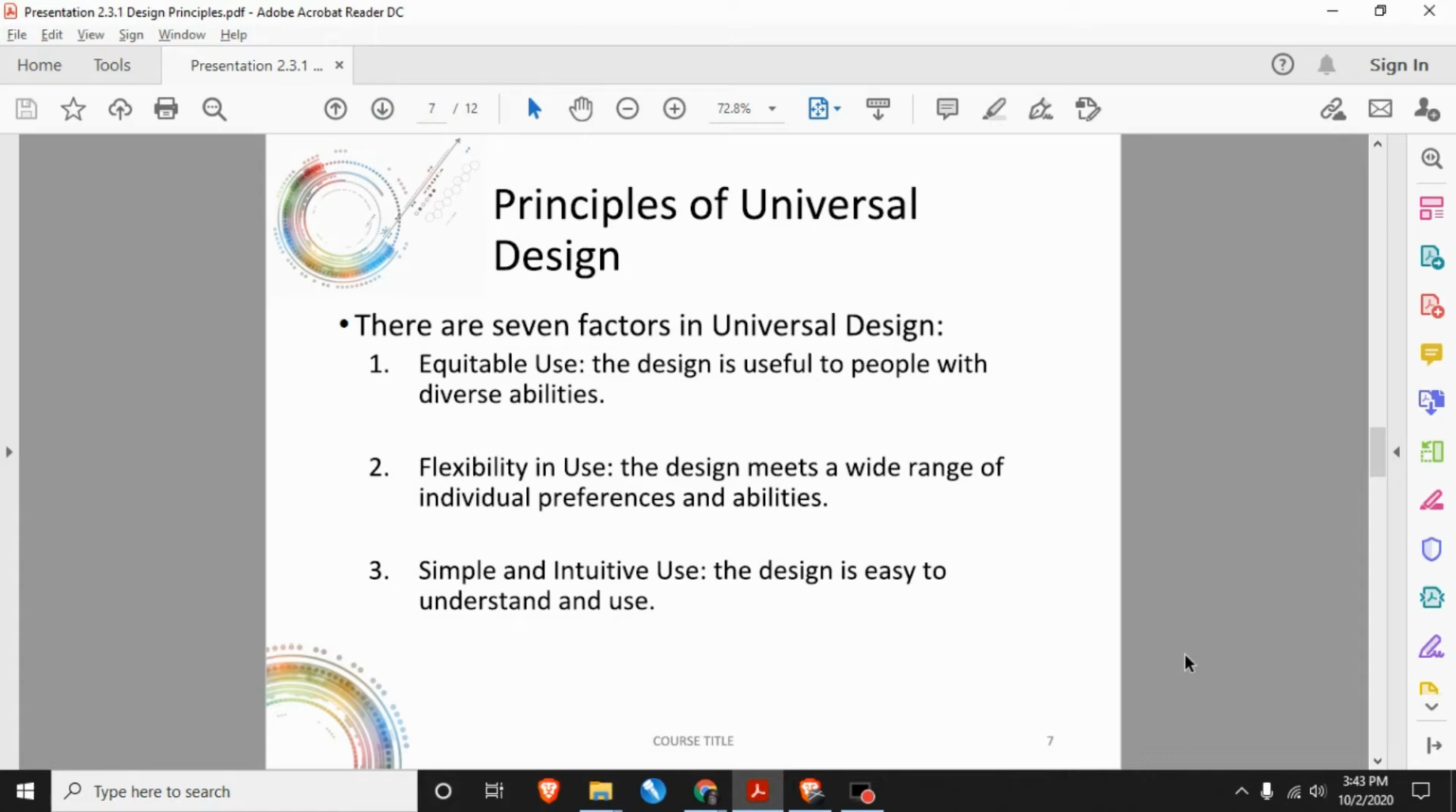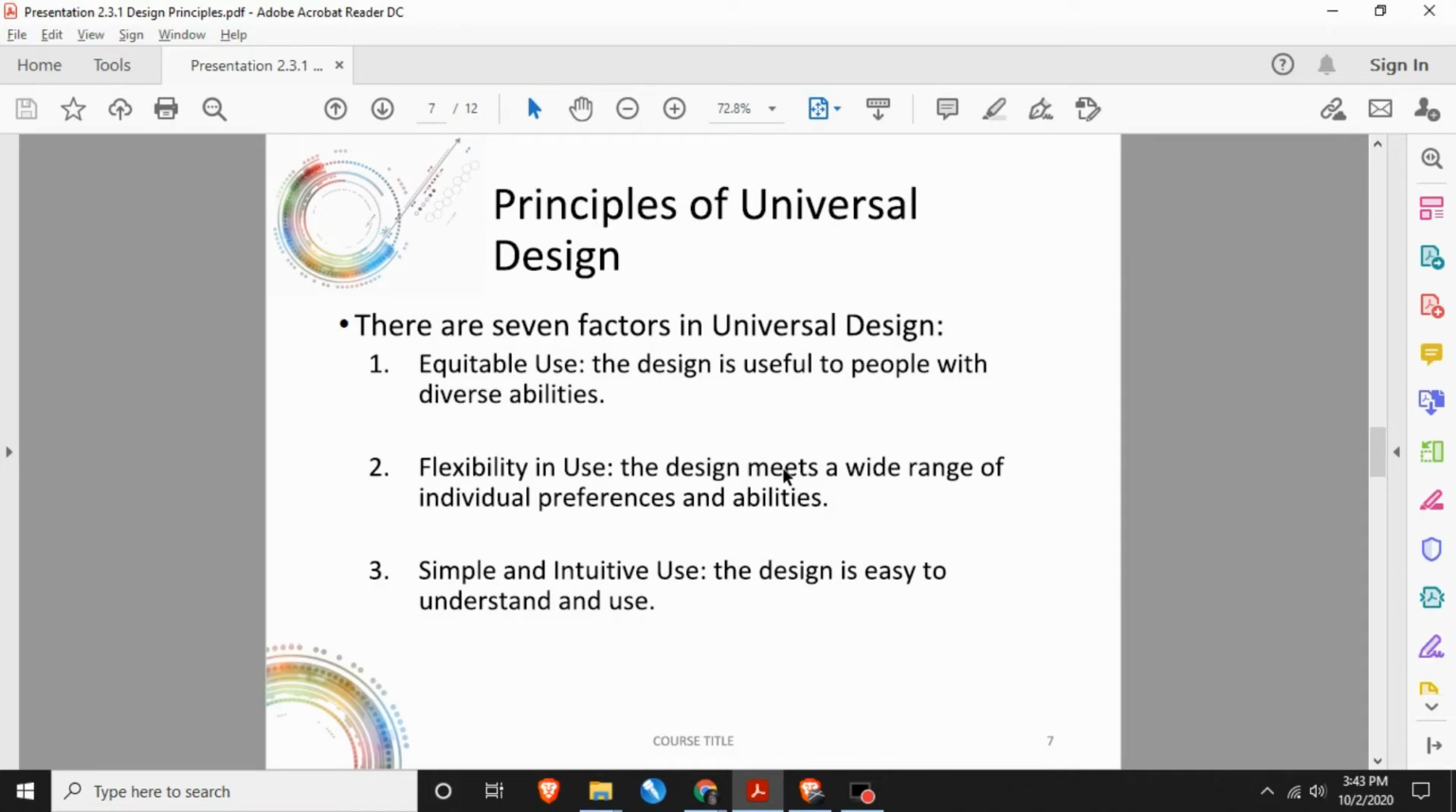7 factors of universal design. I've actually pretty much hit on these already, but I'm going to talk about them more specifically here. Equitable use. The design is useful to people with diverse abilities. So in case of a car, whether you're short, average, or tall, you can drive it.